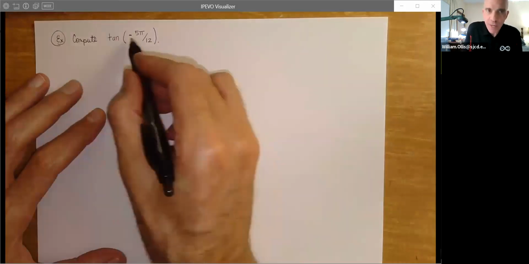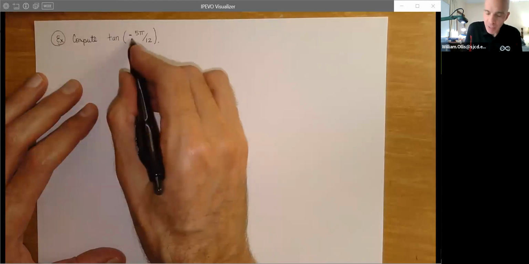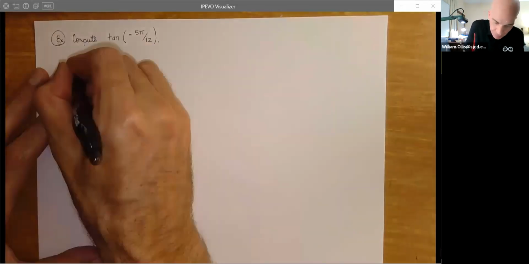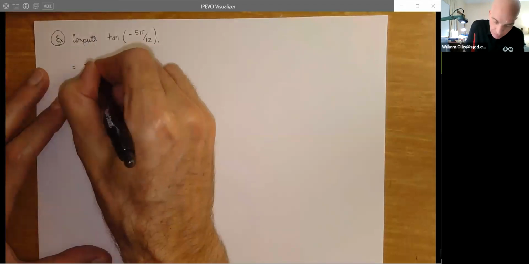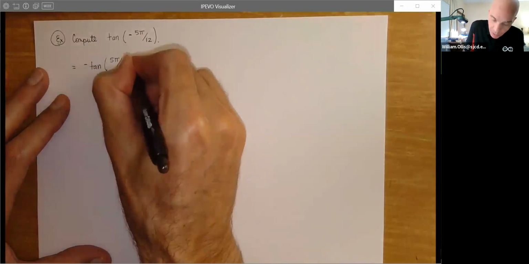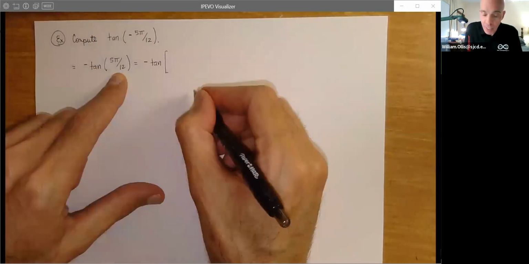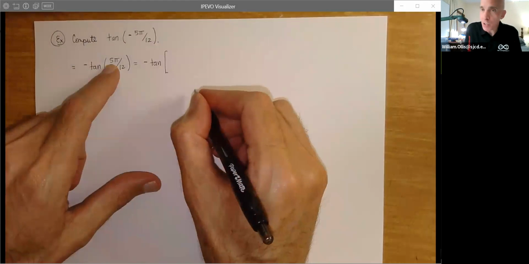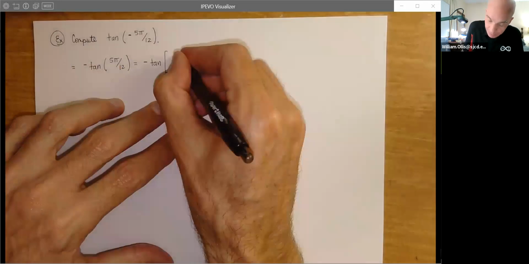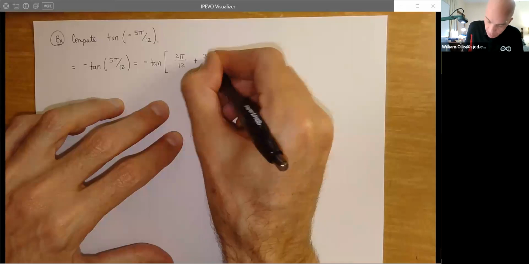Now, when we compute this, we want this to be exact. But the first thing we notice is that tangent is odd. So this negative is something we don't have to worry about. We can just go ahead and factor it. So we have the negative of tangent of 5 pi over 12. And so the idea is we want to be able to write this in a way that will allow us to use what we already know. And then, of course, that just says, write the 5 as a 2 plus a 3, and then multiply it out. So we get what? 2 pi over 12 plus 3 pi over 12.